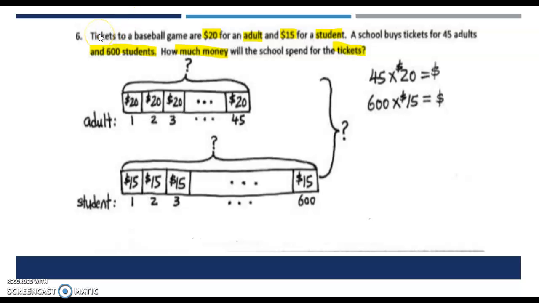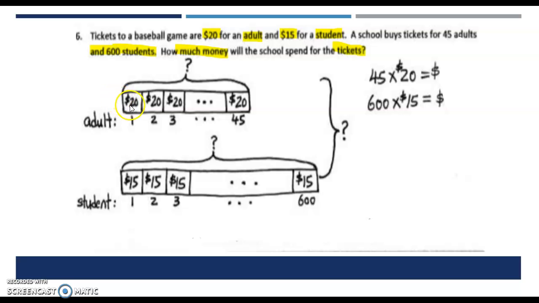So now this one. Tickets to a baseball game are $20 for an adult and $15 for a student. A school buys tickets for 45 adults and 600 students. How much money will the school spend for the tickets? So we've got to think $20 for an adult, but how many adults? 45. So we've got to think $15 for a student and 600 students.